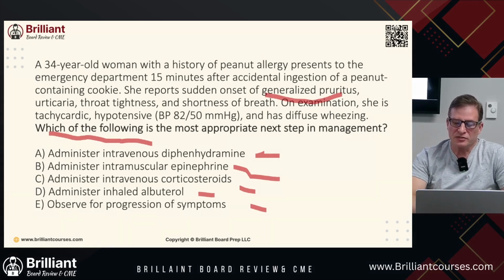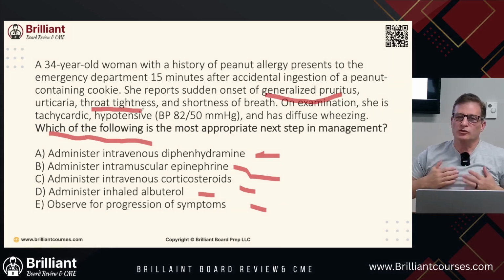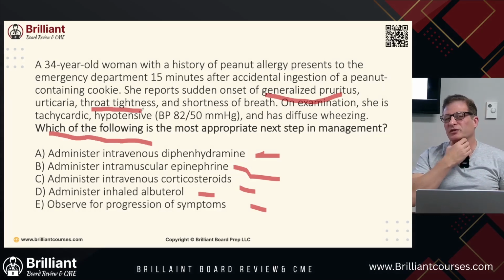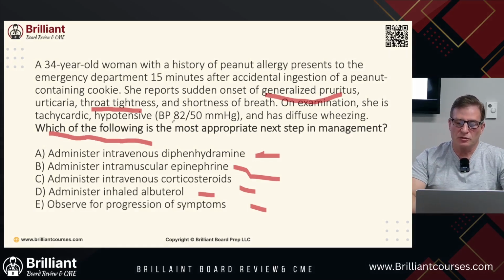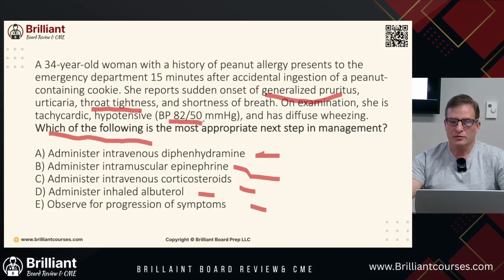Okay, what scares us the most? Throat tightness right here. Why does that scare us? You can have the world's greatest lungs. From this hole to there needs to be a tube, and this tube right here, if it gets blocked, I don't care how great your lungs are, bad things are going to happen to you. Oh, she's already hypotensive and has diffuse wheezing. So what are we worried about? We're worried about anaphylaxis. So what would we do?